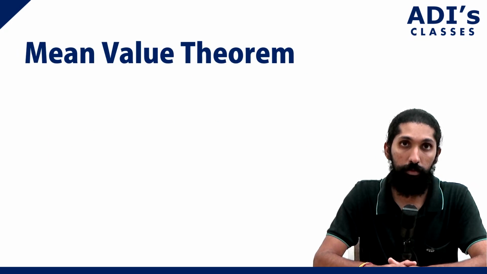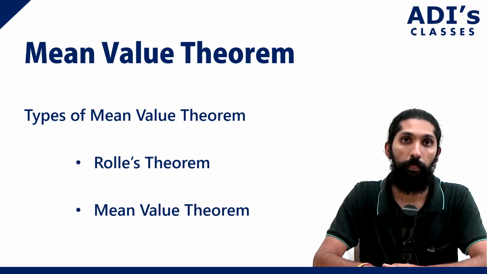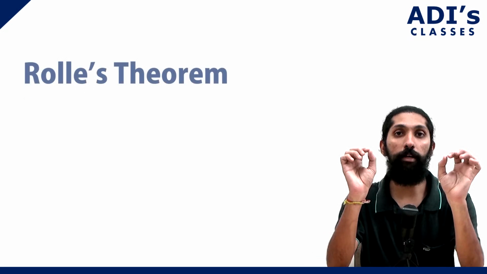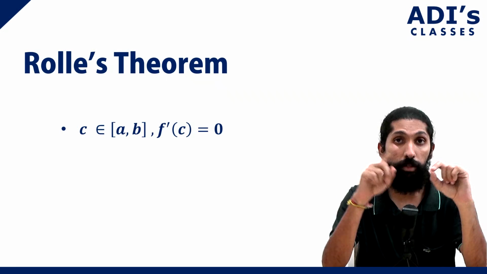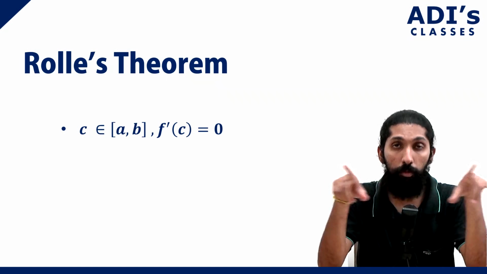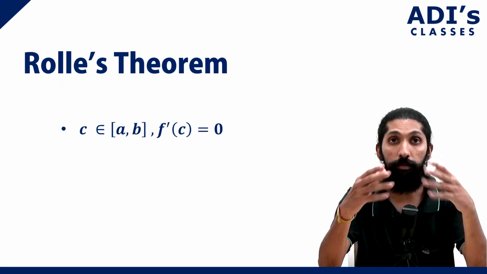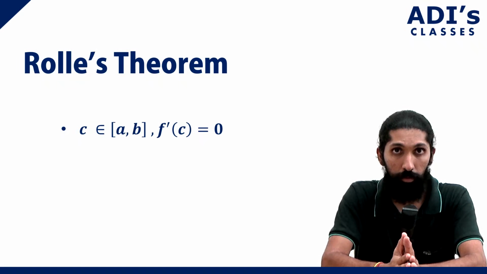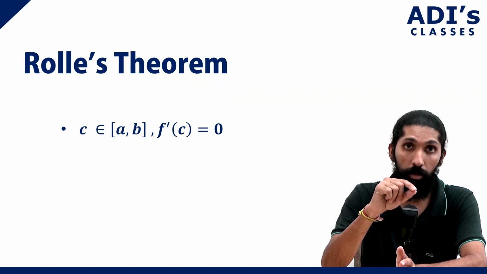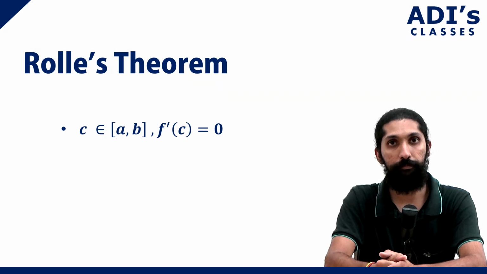After double differentiation, the last part we discussed is the mean value theorem, in which we have two: Rolle's theorem and the mean value theorem. In Rolle's theorem, you have a range A and B. Within that range, you have a point C where the slope of the tangent at that point is 0. That's when we say f dash of C is 0, where C belongs to A comma B. Basically, C is between A and B.